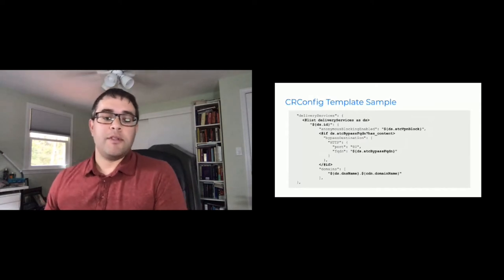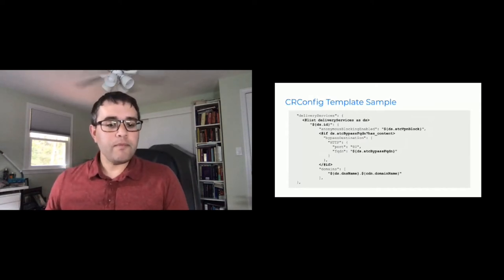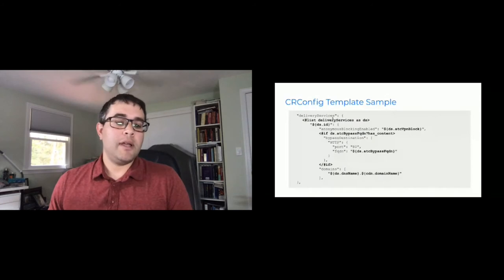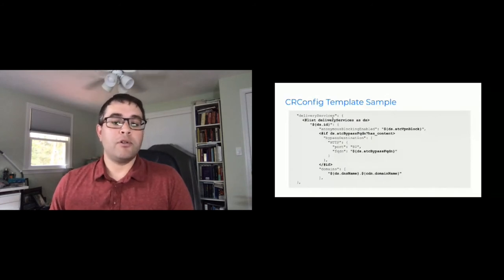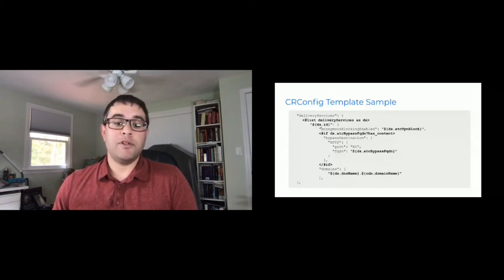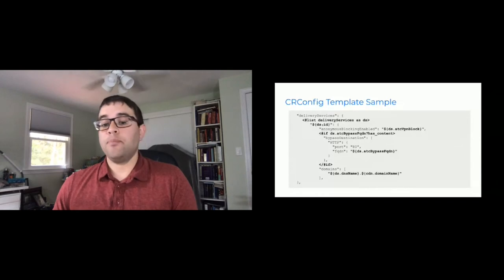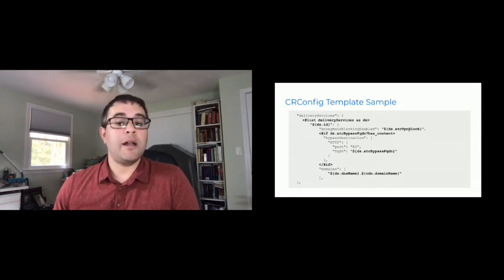We can see here the delivery services section, within which we are iterating over a list of all the delivery services in the system. We're able to access some variables in the delivery service, such as the ID and whether we have a particular feature like anonymous blocking turned on.